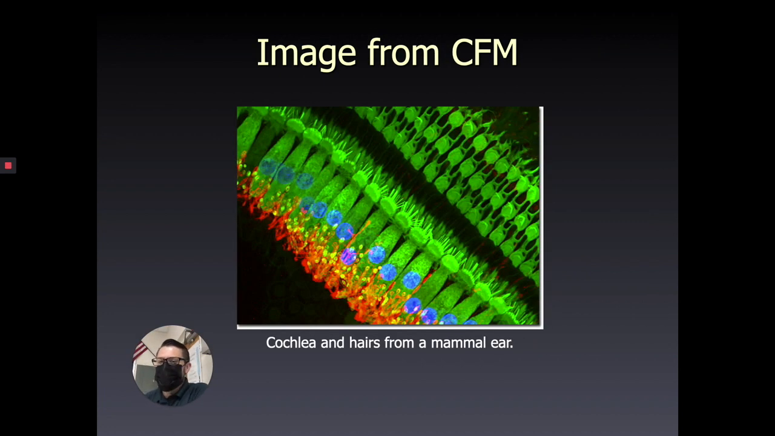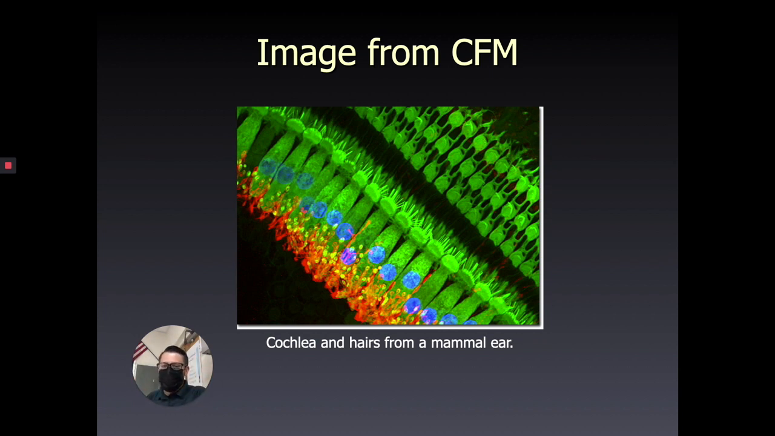So here's an image from a CFM. This is actually looking at part of the cochlea inside of your ear. Inside of your ears, you have a small organ which kind of looks like a snail shell. And inside this snail shell organ, there is fluid. And within this fluid are tiny little hairs. And that's what we're looking at here.